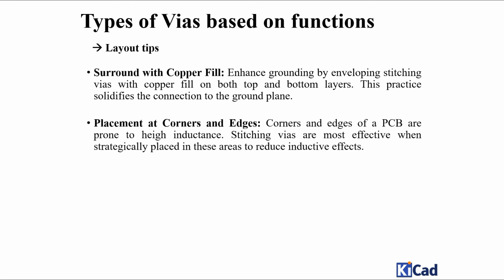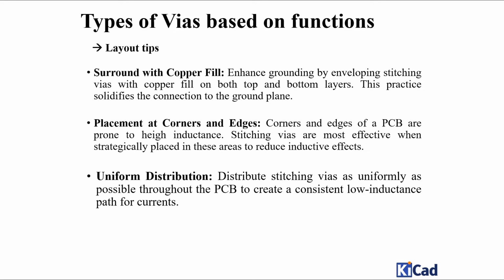The second tip is placement at corners and edges. Corners and edges of a PCB are prone to high inductance. Stitching vias are most effective when strategically placed in these areas to reduce inductive effects. The third tip is that you have to distribute them uniformly. Distribute stitching vias as uniformly as possible throughout the PCB to create a consistent low inductance path for currents.